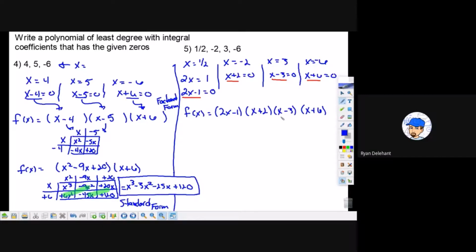So we got 2 sets to multiply with the box. I'm not going to draw the box this time for sake of space, but you would draw your boxes and you would multiply these 2 out. So let's see, this is going to give us 2x squared plus 3x minus 2 when we do that. And our last one here is going to be x squared plus 3x minus 18.